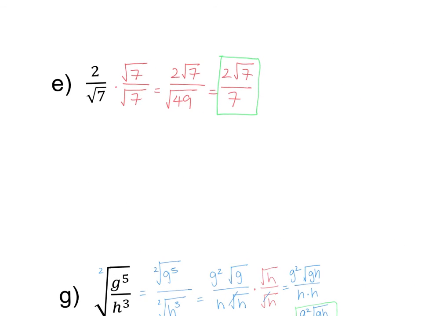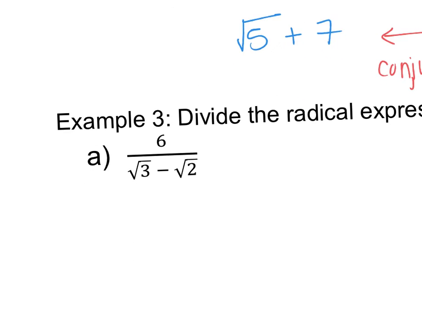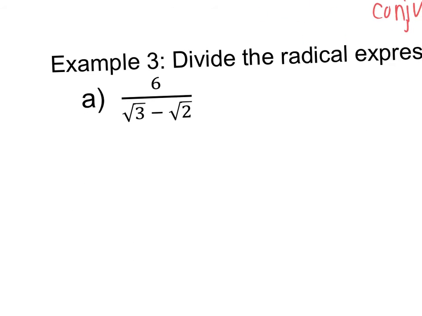It was nice and clean. There's only 1 root in the denominator, so we just multiply it 1 time. So if you have 2 terms, then it's a little bit more complicated and you have to use conjugates. So I'm going to multiply the bottom by its conjugate first. So that's going to be square root of 3 plus square root of 2 on the top and bottom.